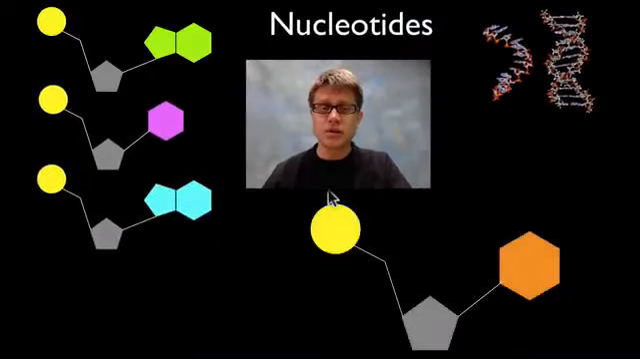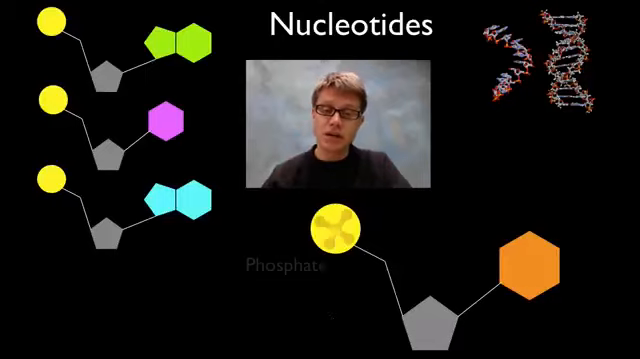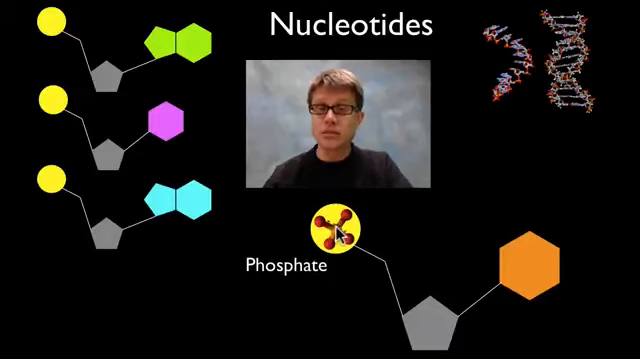So let's look specifically at one. So this is one nucleotide right here. A nucleotide is made up of three parts. We've got a phosphate group. That's going to be pictured right here. It's a phosphorus in the middle and then oxygen around the outside.